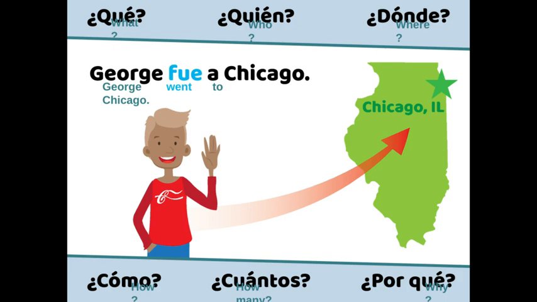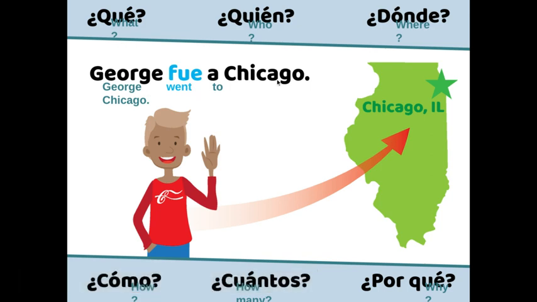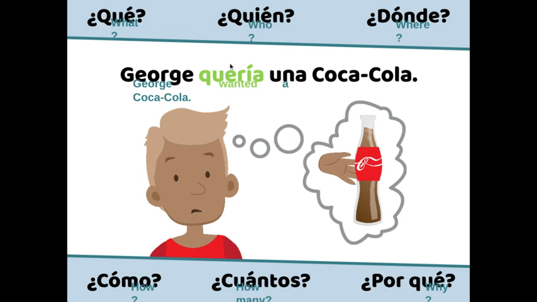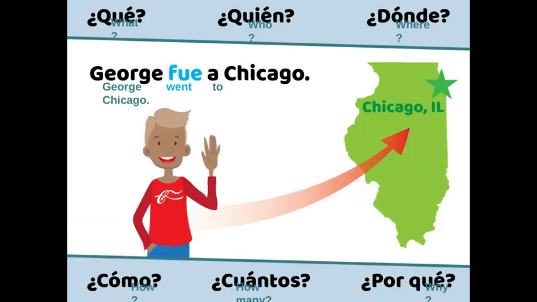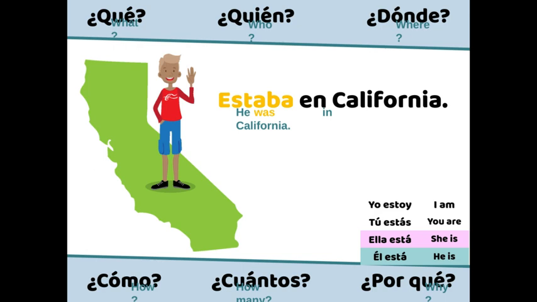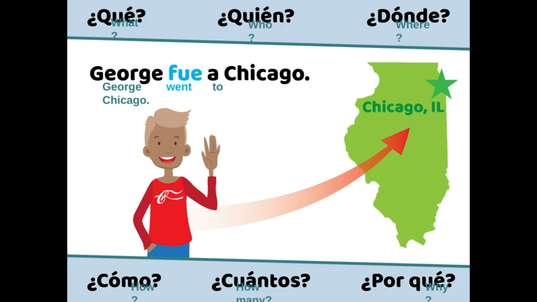Get really complicated. ¿Por qué? Why? ¿Por qué George fue a Chicago? Quería una Coca-Cola. He wanted a Coca-Cola should be the answer. That's why he's going to Chicago. Where was he from? Yeah, in California, they ran out of Coca-Cola, guys. So he went to Chicago.